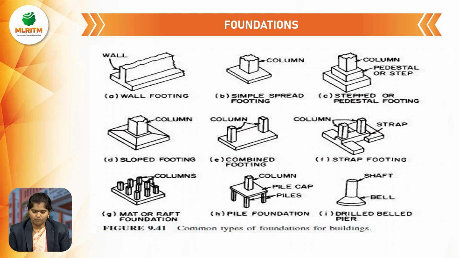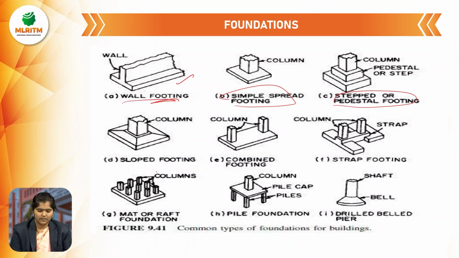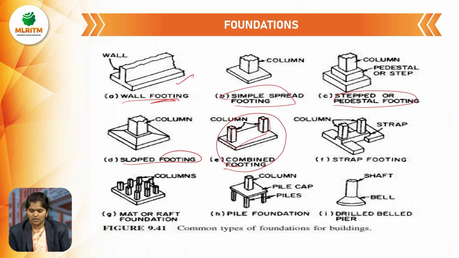So here, look at this image. These are the types of footings images. First one, wall footing. Second one, simple spread footing, stepped footing, and sloped footing, combined footing. Combined means we have one footing construction for 2 columns. Strap footing, mat or raft foundation, pile foundation, drilled shaft, pier. These are the types of foundation images.